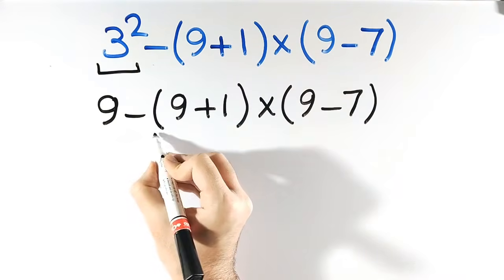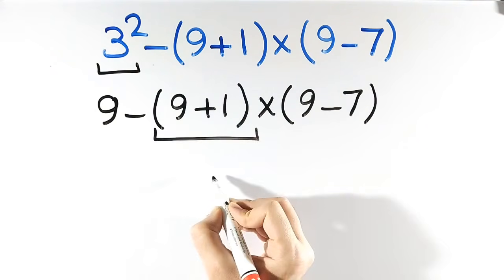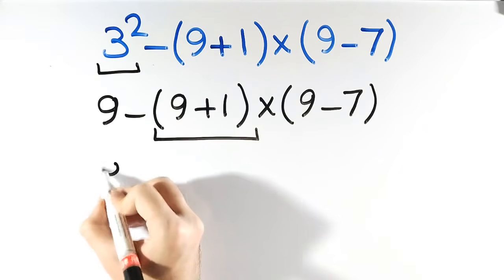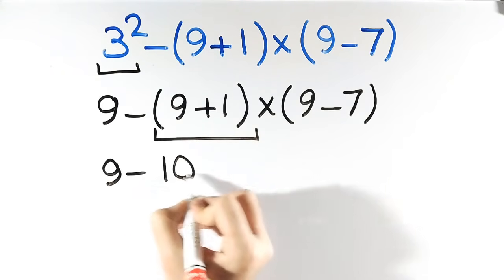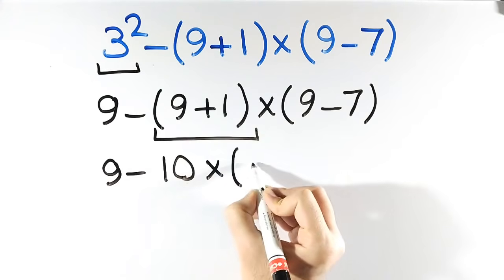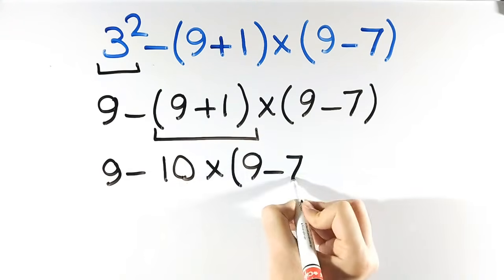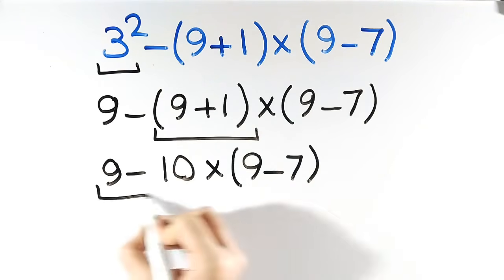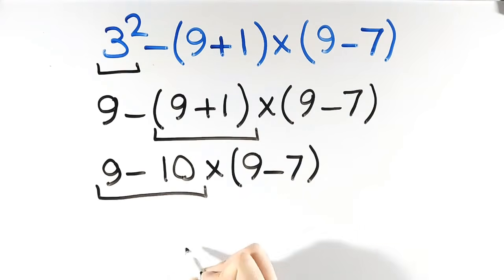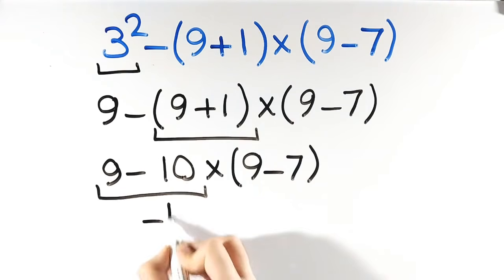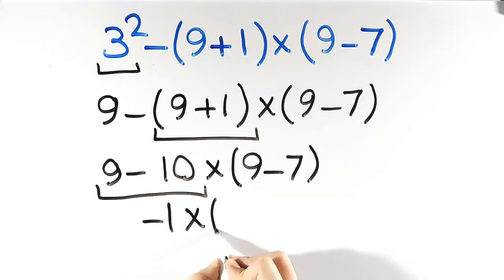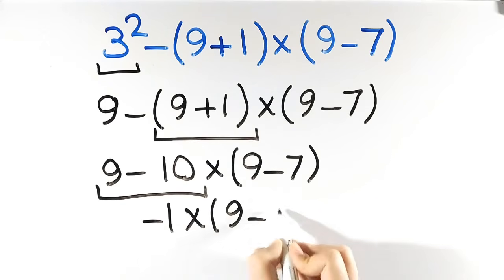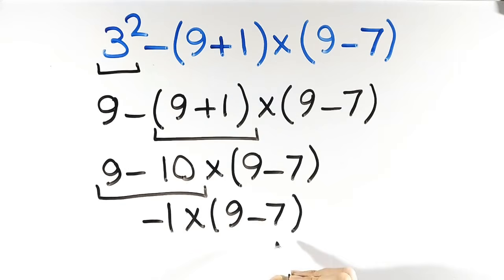And the next step, they go to the expression inside the first parenthesis and write this expression as 9 minus 10 multiplied by open parenthesis 9 minus 7 close parenthesis. Then they go for the subtraction between 9 and 10 and write this expression as negative 1 multiplied by open parenthesis 9 minus 7 close parenthesis.